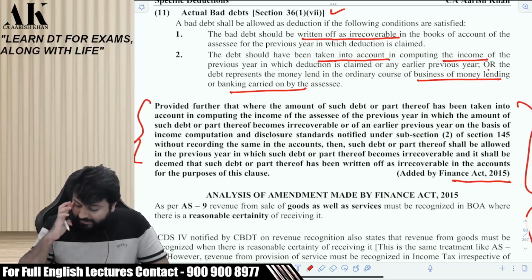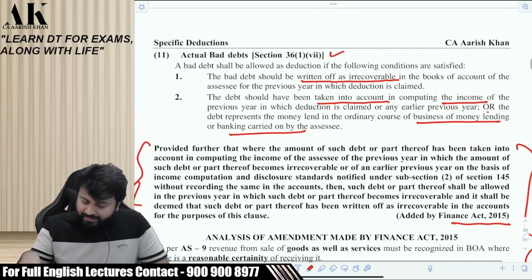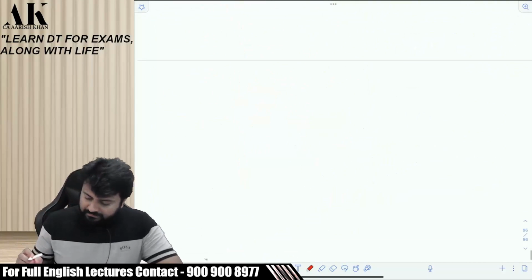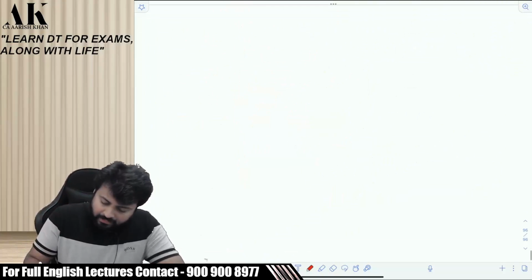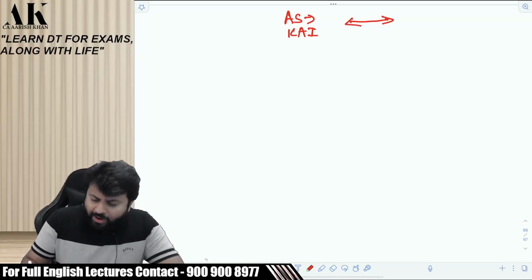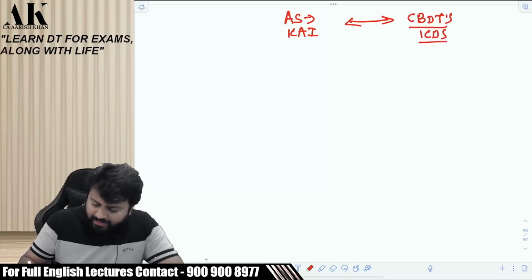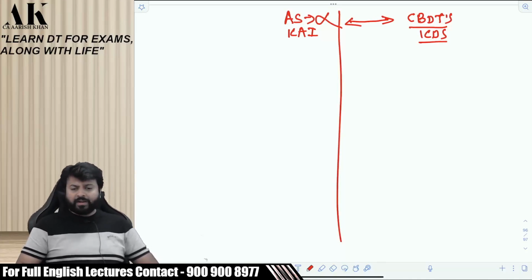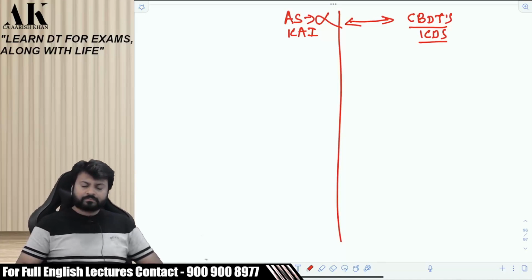Let us try to understand this particular provision with great clarity. Income tax used to follow earlier accounting standards given by ICAI. Okay. Now, income tax says that we will follow CBDT's own ICDS and not accounting standards. Why so? First of all, let us try to understand why so.